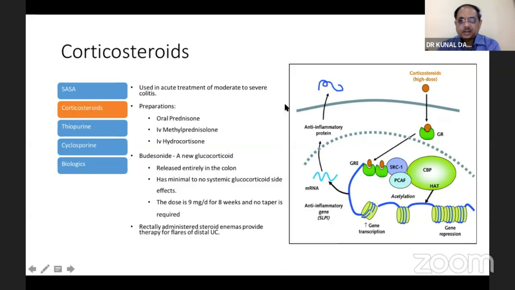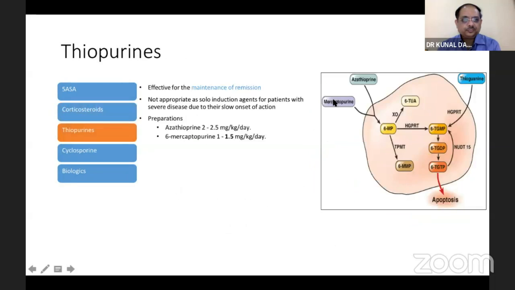especially for distal UC. The corticosteroids act by this pathway: the GR pathway, the GRE, gene transcription, and mRNA, so that anti-inflammatory proteins are produced by the corticosteroids.